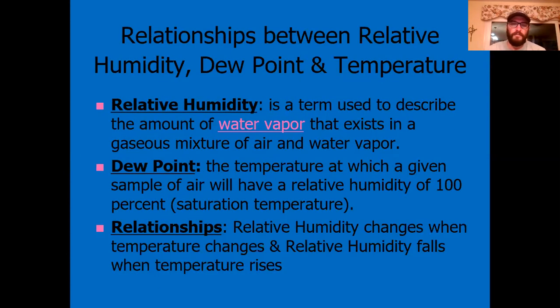So 3 of the main ones we're going to be looking at are relative humidity, dew point, and relationships between those two. Humidity is a term used to describe the amount of water vapor that exists in a gaseous mixture of air and water vapor. It's a weird statement, but dew point is the temperature at which a given sample of air will have a relative humidity of 100%. It's the saturation temperature. That's going to be your dew point. And then relative humidity changes when temperature changes, and relative humidity falls when temperature rises.